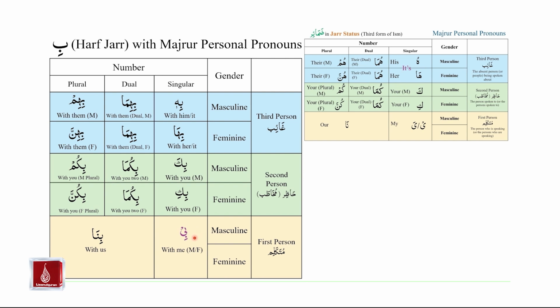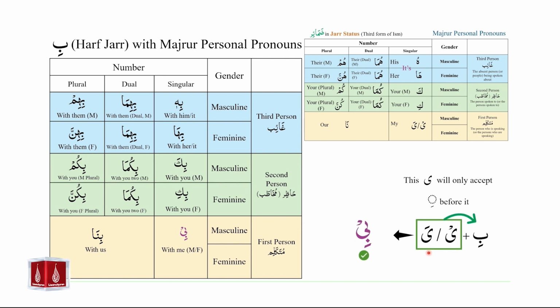Be, with me, and this is applicable both to masculine and feminine gender. Please note that as we previously studied, this ya, which will either be ya with a sukoon on it or ya with zabar on it, this ya will only accept zair before it. So in this case, ba harf jar already has zair underneath it, so we will have be. Be means with me. Finally, bina, which means with us.